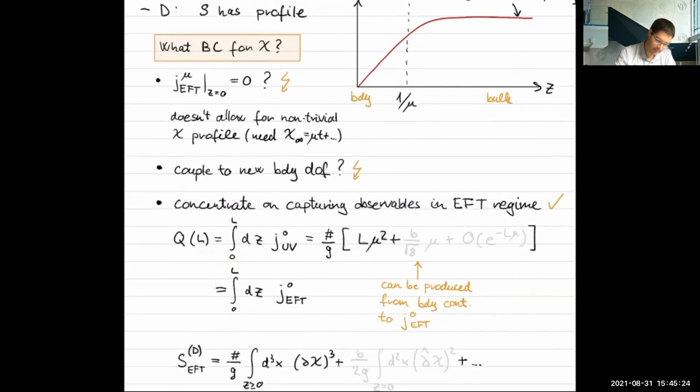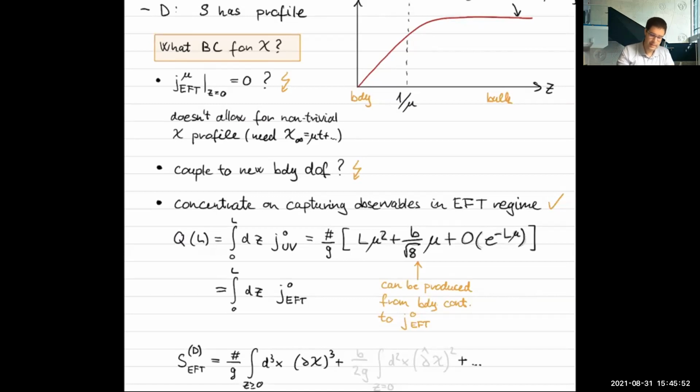Then we get a subleading term in the large L expansion, which is linear in mu, independent of L, and it has a coefficient that I will call B over square root 8 for convenience. And then the only corrections to it are exponentially small in L times mu.